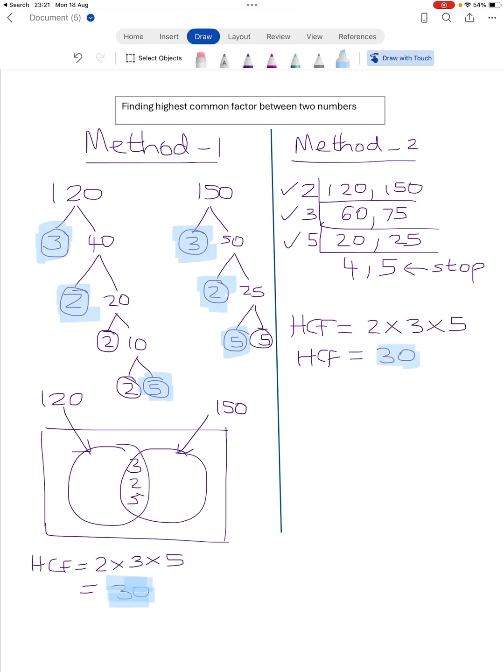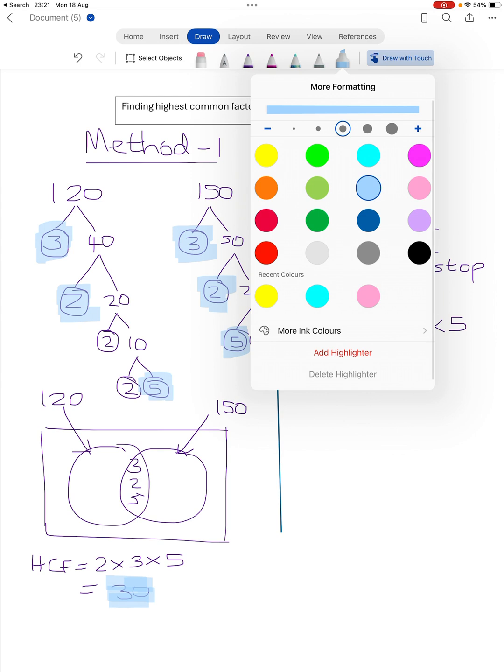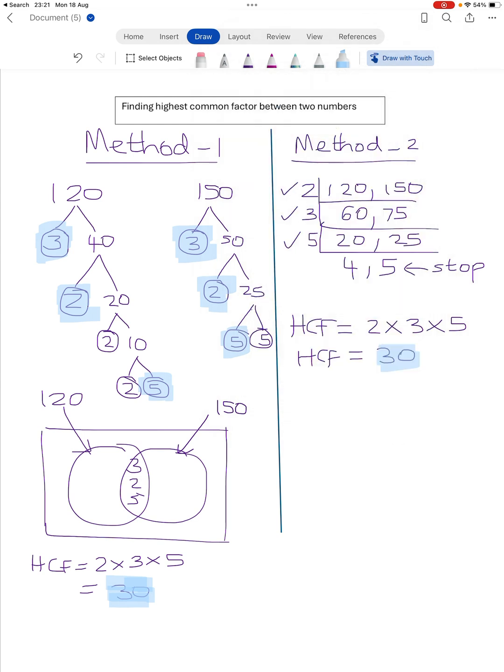So that is done. Again, it's up to you guys to decide whichever method you prefer. I personally prefer method 2 for this one as well. So these are two different ways of finding highest common factor.